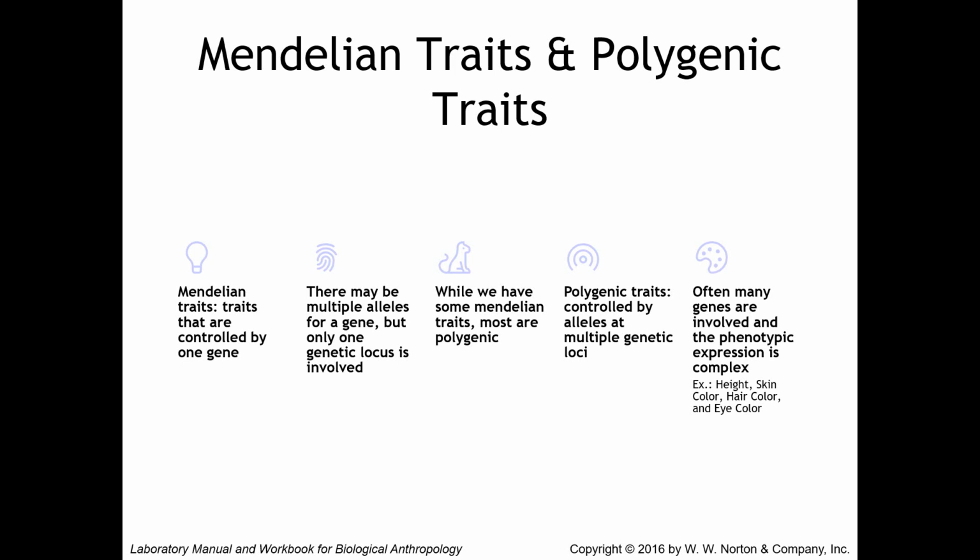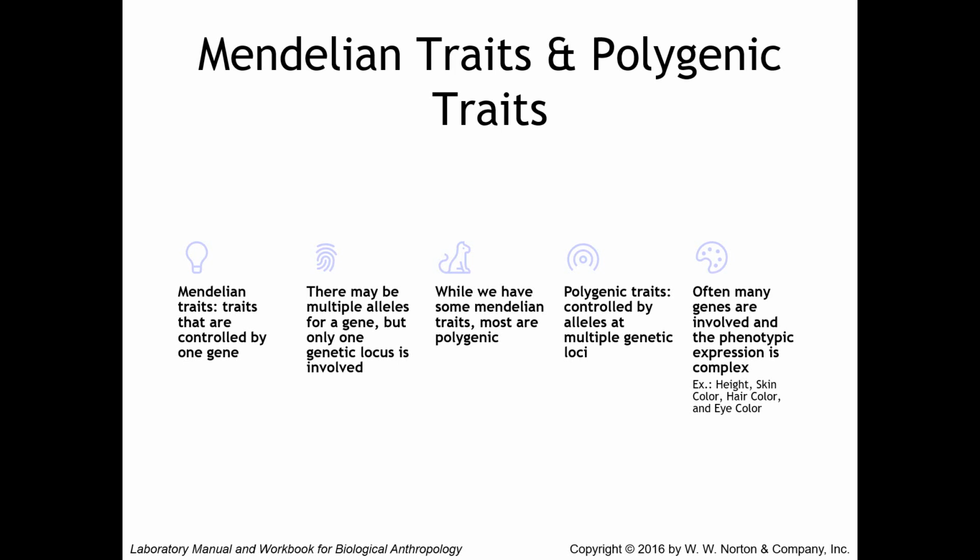So while we have some Mendelian traits, right, and we've been tracking them, most are polygenic. Polygenic traits are controlled by alleles at multiple genetic loci. Often, many genes are involved, and the phenotypic expression is quite complex. We see it more of going on a continuum of expression rather than yes or no, right? So some polygenic traits are things like your height, your skin color, your hair color, your eye color, your hair texture, right? Those are all polygenic traits.